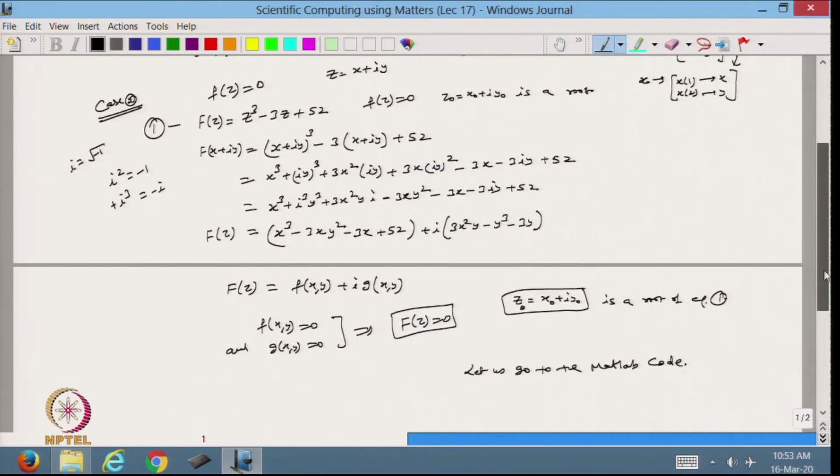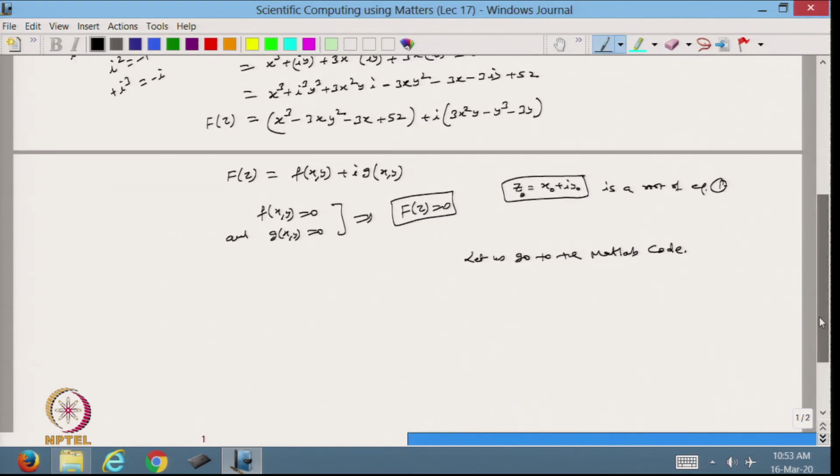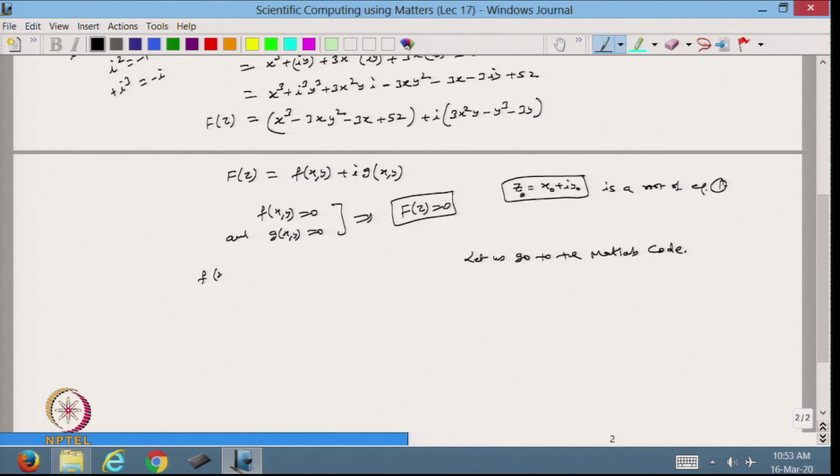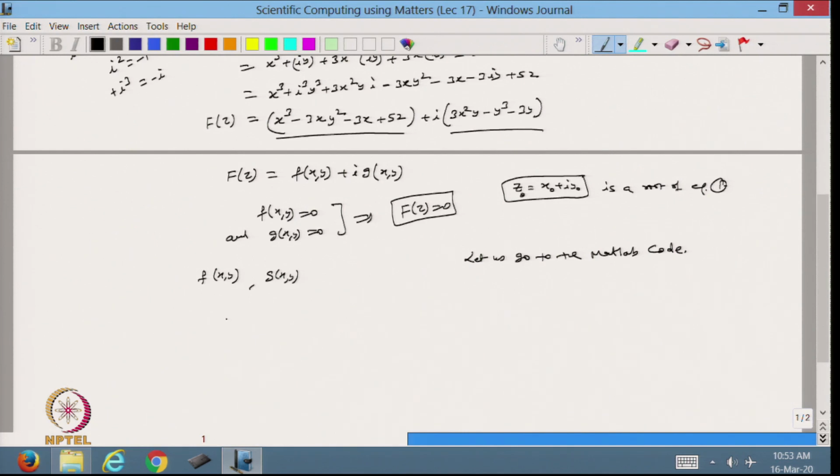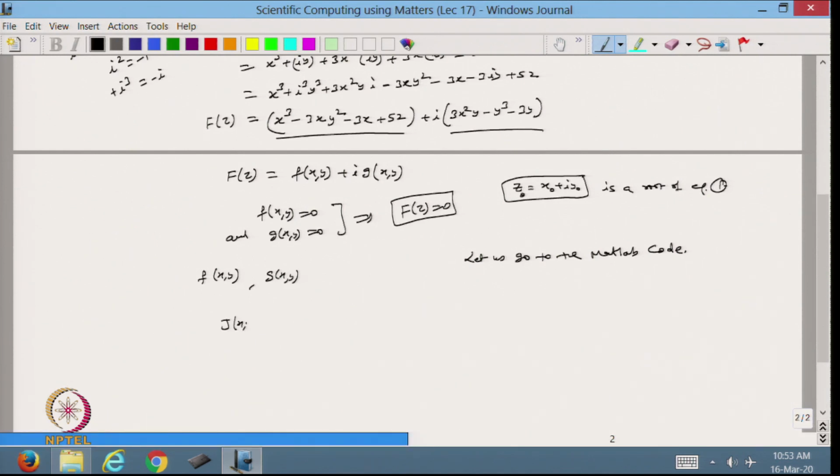The same way for this function, now I will define my fz. So, my fx and gx y will be this one. Based on this one I will find the Jacobian.